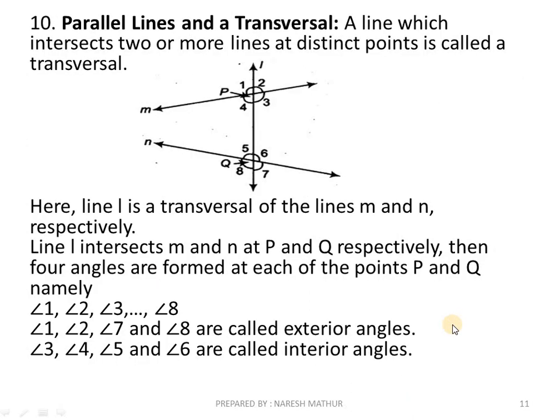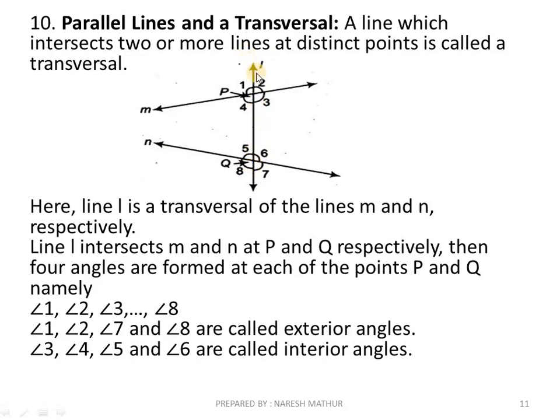Okay, now parallel lines and the transversal. But now the question is, what is a transversal? A transversal is a line which intersects two or more lines at distinct points. Here M and N are two lines which are given, and L is intersecting M and N at certain points P and Q. So L is a transversal here.